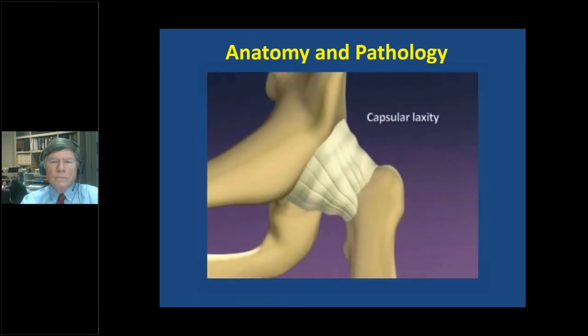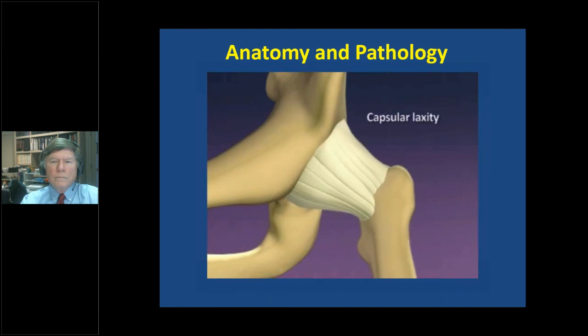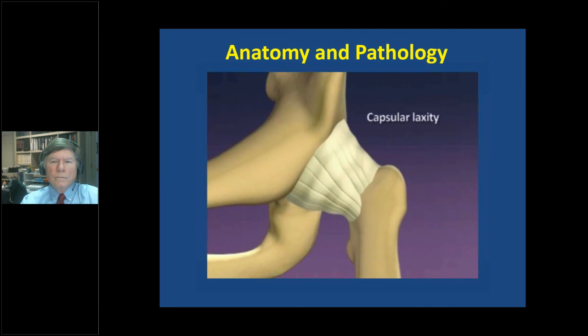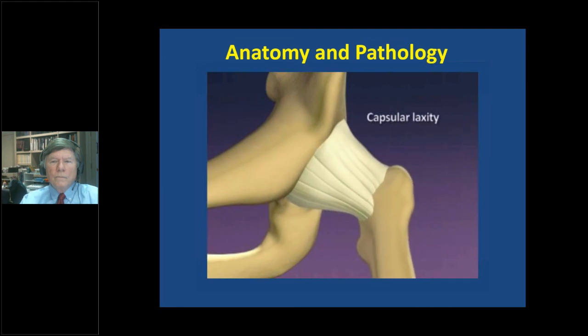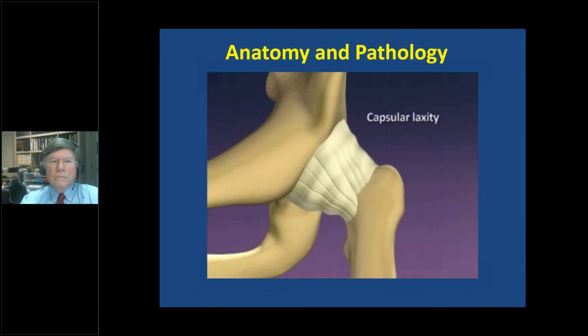Capsular laxity, from whatever cause, is the most common underlying pathology in the development of hip dysplasia. This laxity may produce secondary changes in the hip, which may be well established at birth or develop in the postnatal period if the laxity persists. Capsular laxity leads to a number of pathological scenarios.